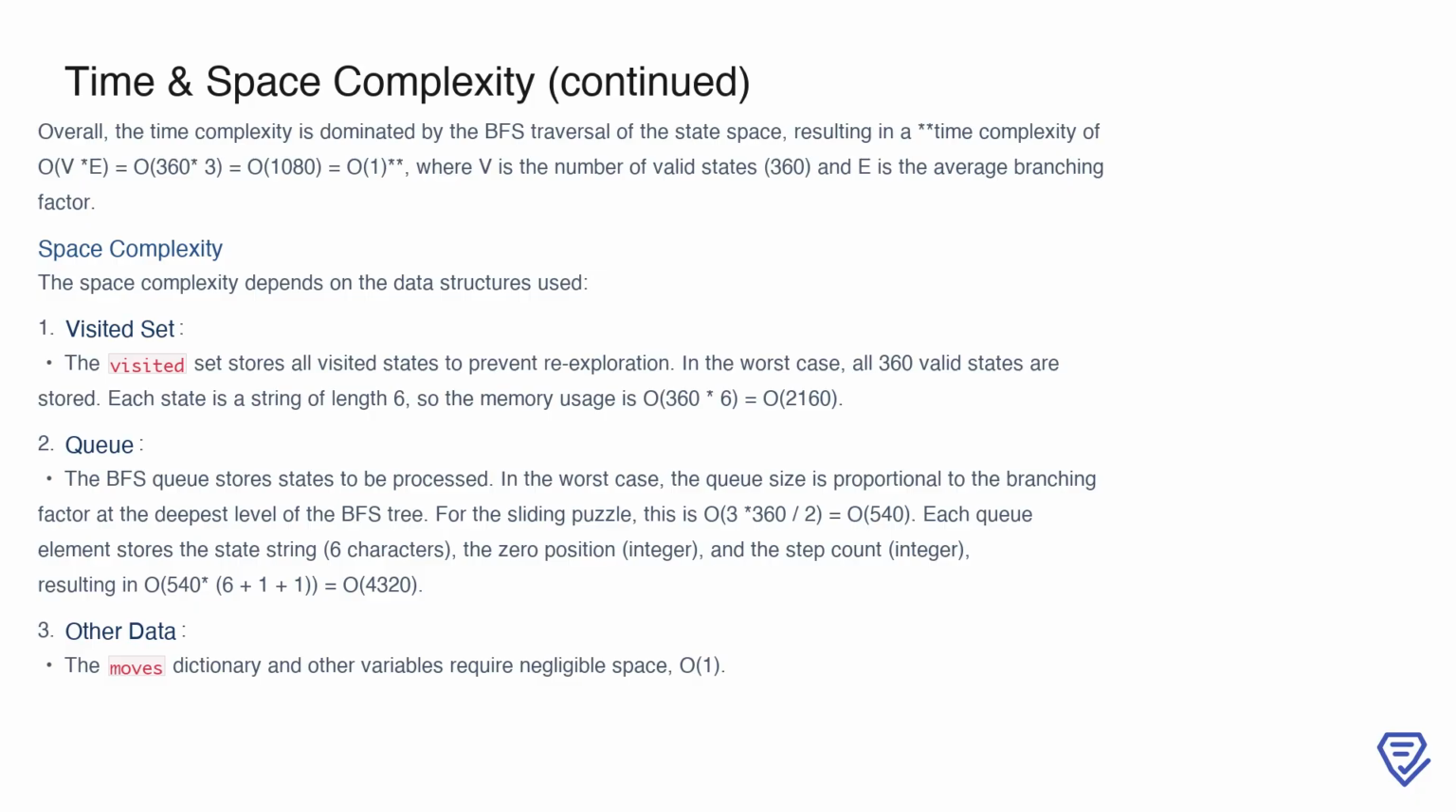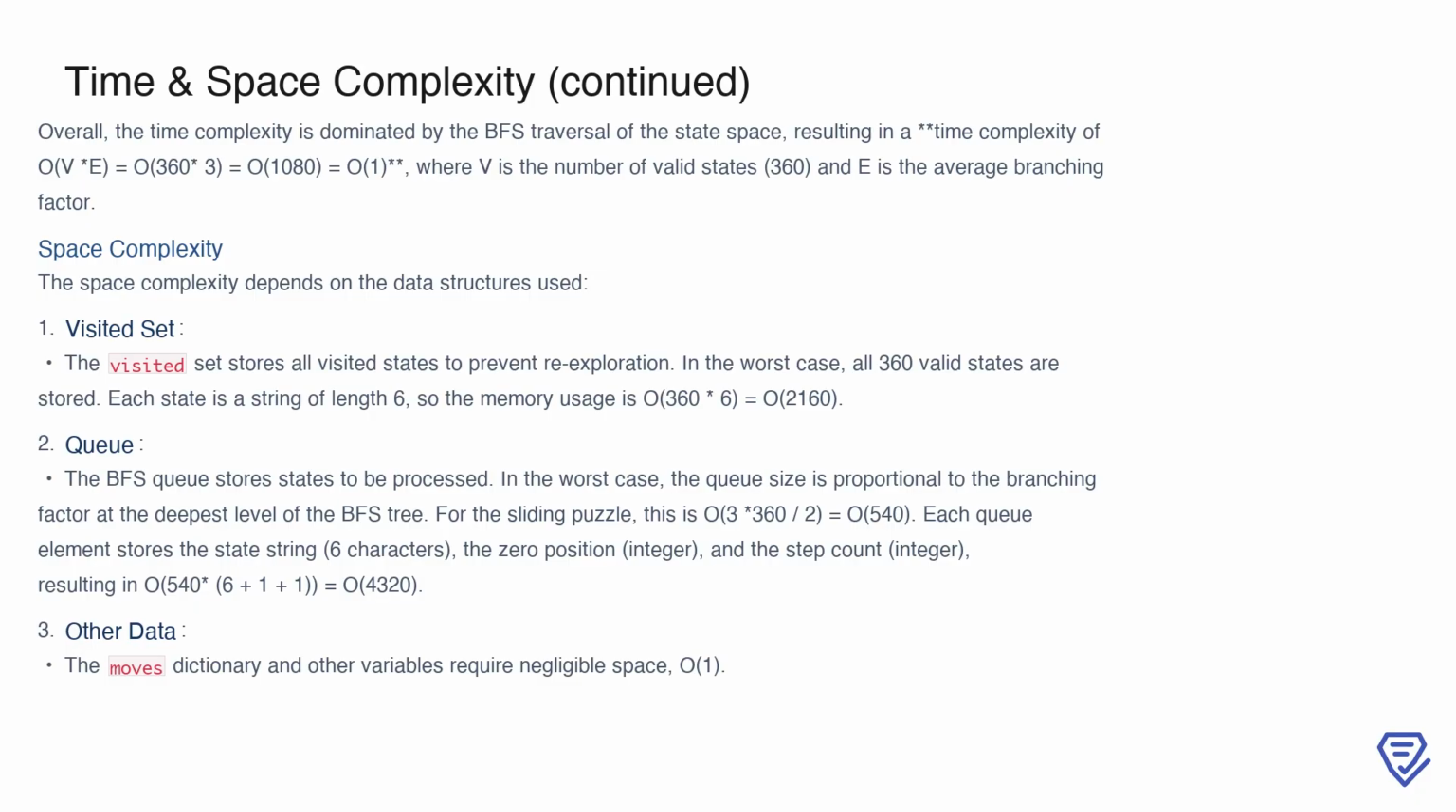Now, for space complexity, the key factor is the data structures used during the BFS. The visited set is crucial to avoid redundant state exploration, and in the worst case, it stores all 360 valid states. Each state is a string of fixed length 6, resulting in a memory usage of 360 times 6, or 2160.